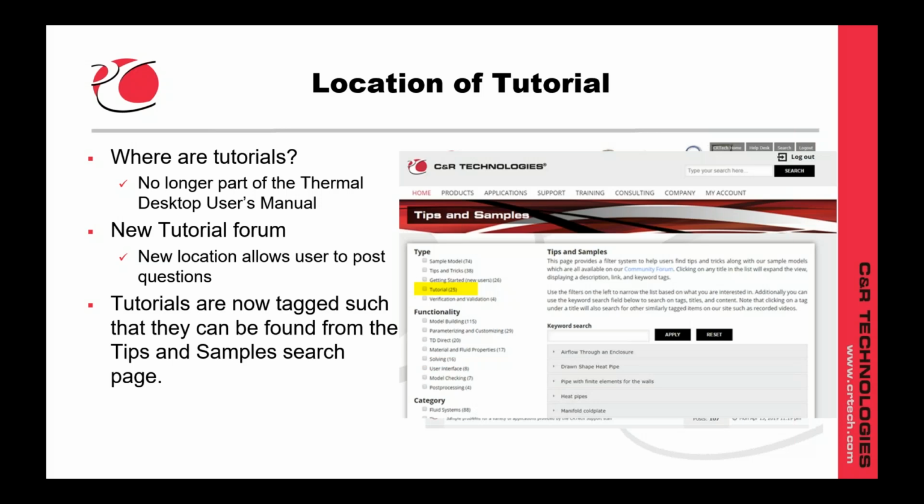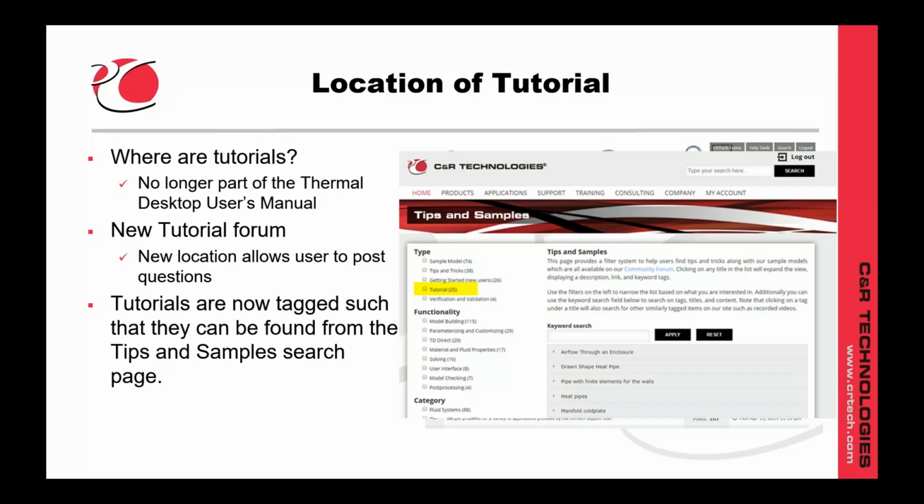With this change, we've added tags and such to the tutorials so that they can now be found through our tips and samples search page on the website. So if you go in and you type something like vapor compression, it's going to not only show you sample models and other information, it will also go through tutorials if we had a tutorial that was relevant to vapor compression, which I don't think we do. I'm not sure why I said vapor compression. And that's it. That's our presentation for today.